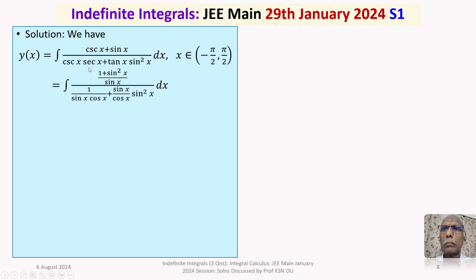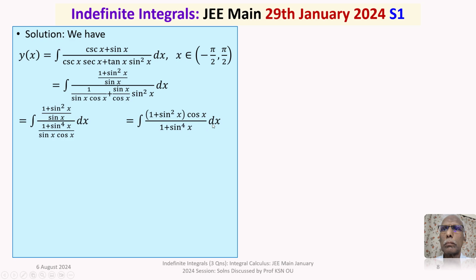For secant x, 1 by cos x. For tan x, we write sin x by cos x. Right? And now further simplification will give you in the denominator 1 plus sin to the power of 4x by sin x cos x. This sin x cos x goes to the numerator and cancellation takes place, and we get the integral of (1 plus sin square x) into cos x by (1 plus sin to the power of 4x) dx.